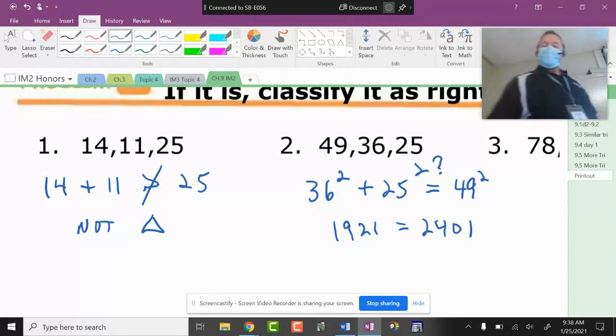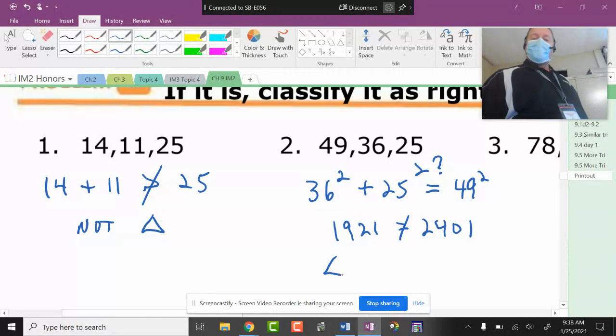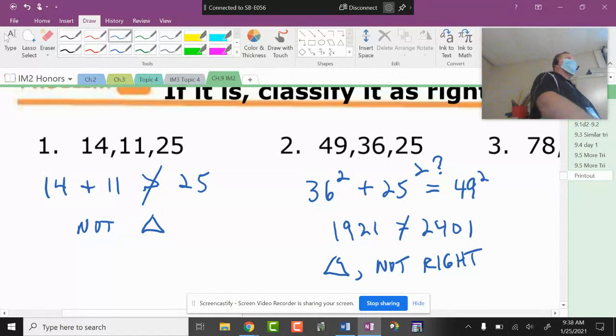No, that is not equal. So it's a triangle, but it's not a right triangle. Not with a right angle because it doesn't fit the Pythagorean theorem. Okay, so that's good enough for the idea of this one.